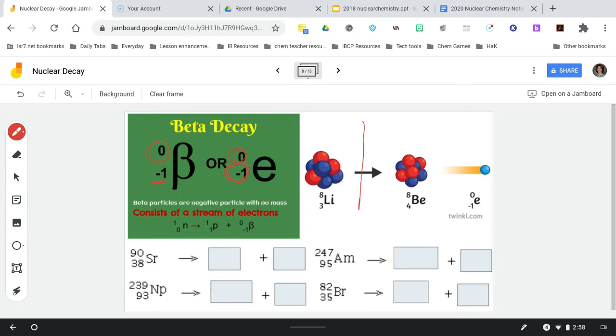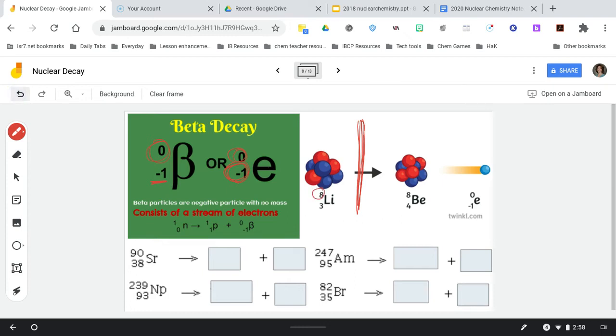So here's an example of lithium-8 undergoing beta decay. Remember, decay is coming apart. So I am starting with lithium-8. And again, here's my middle. That's my dividing line between what I start with on the left and what I finish with on the right.